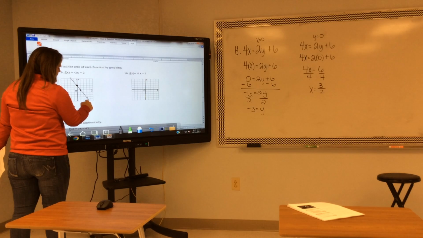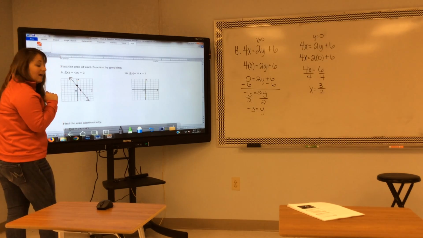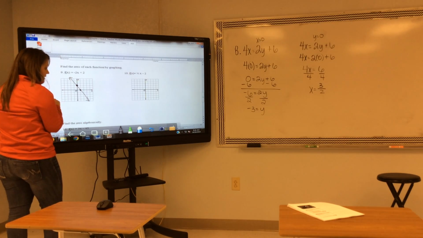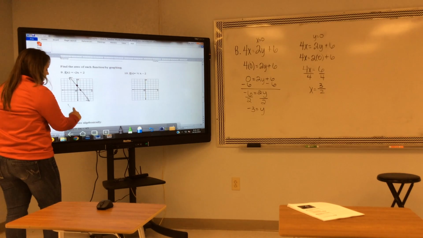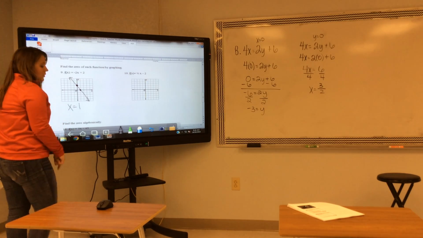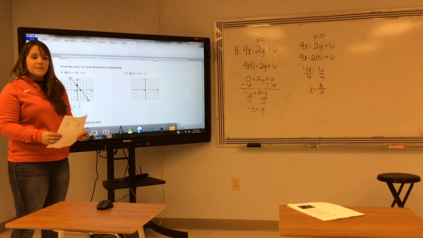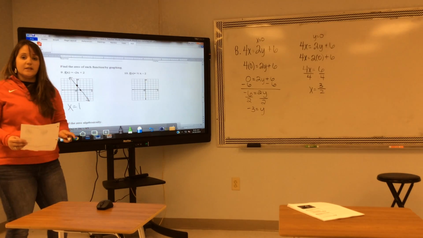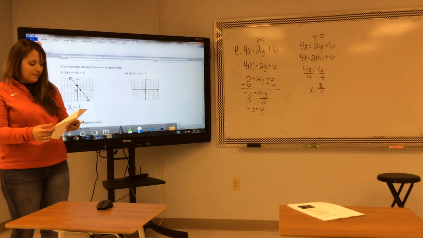Okay, well that's where it crosses my x-axis, so I'm going to graph my line. It crosses my x-axis at 1, so my 0 is x is equal to 1. Okay, it's only finding your x-intercept. The zeros are the same thing as your x-intercept.